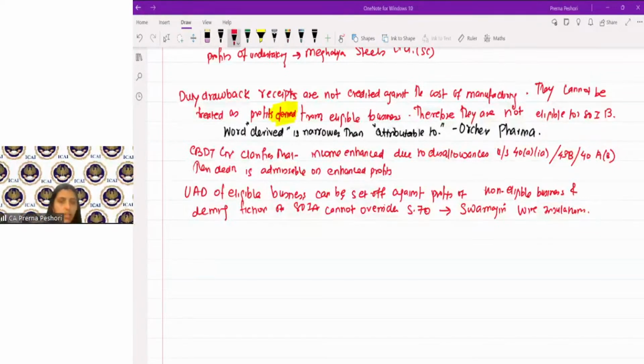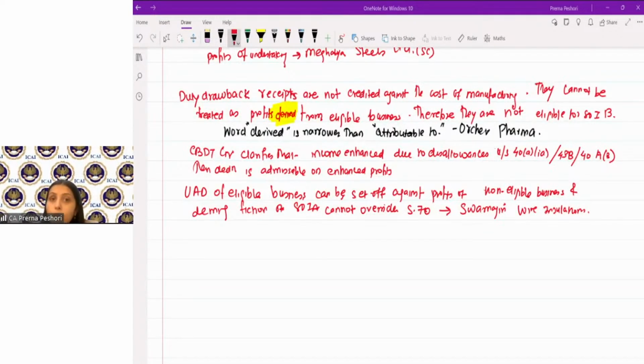As I said, there is a ruling on this particular point that the deeming fiction will not override section 70. But in respect of the deduction which is to be claimed, how will you claim the deduction under ATIA? Whether you will first set off the losses from the non-eligible business undertaking against the profit of the eligible undertaking to claim the deduction. You can set off the eligible business loss against the non-eligible. That is very much clear, for which we have the ruling, right?